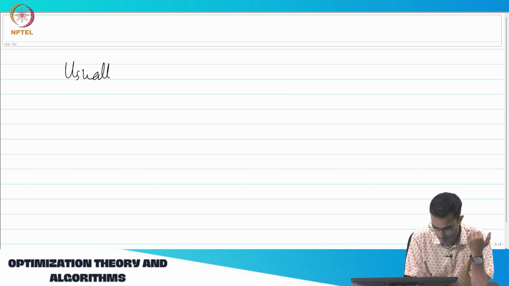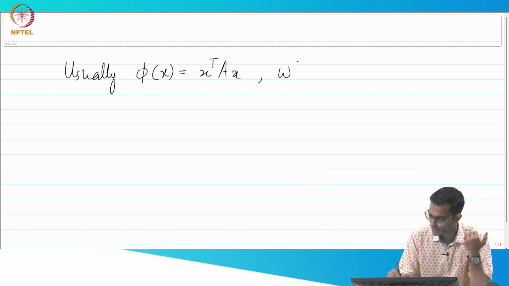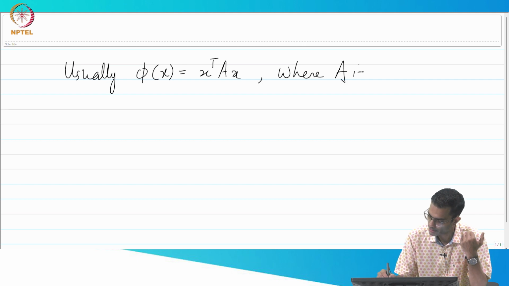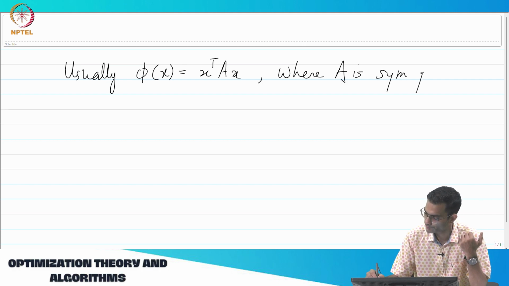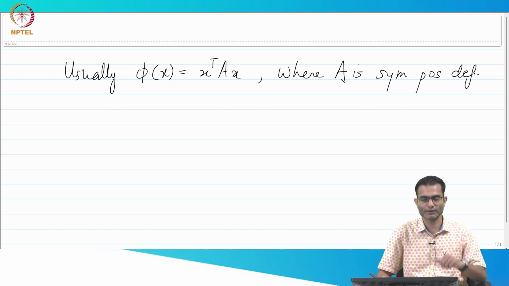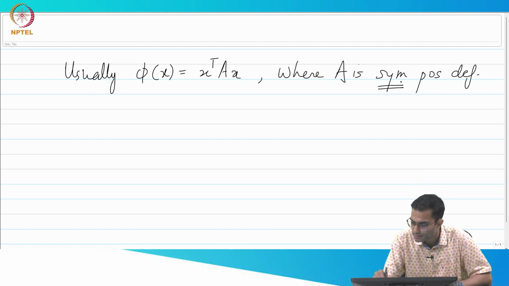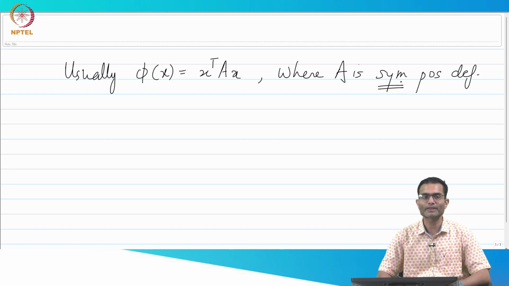So usually, when I have a quadratic form like this, x transpose AX, where A is symmetric, positive, definite. Now, a very natural question which someone asked me a couple of classes ago was, why do we need this? Why do we need it to be symmetric?